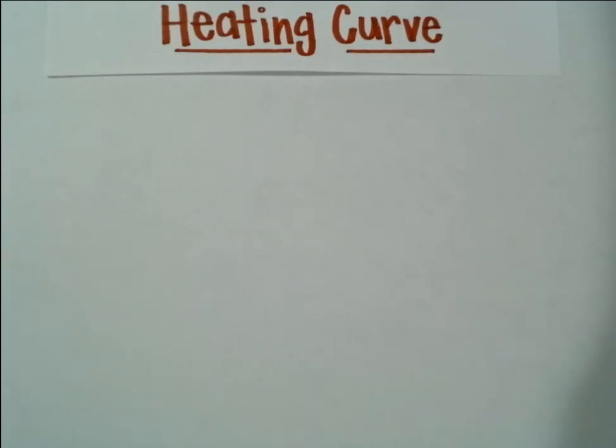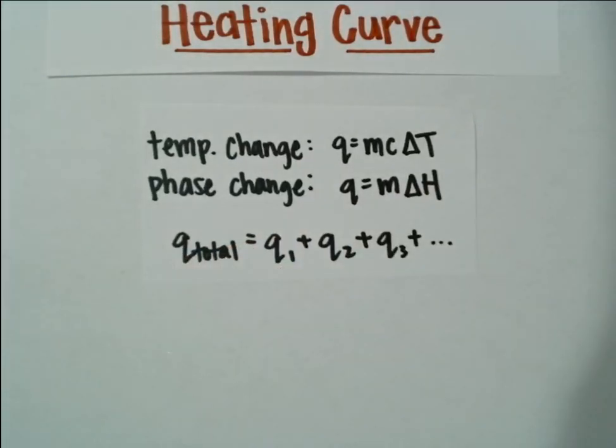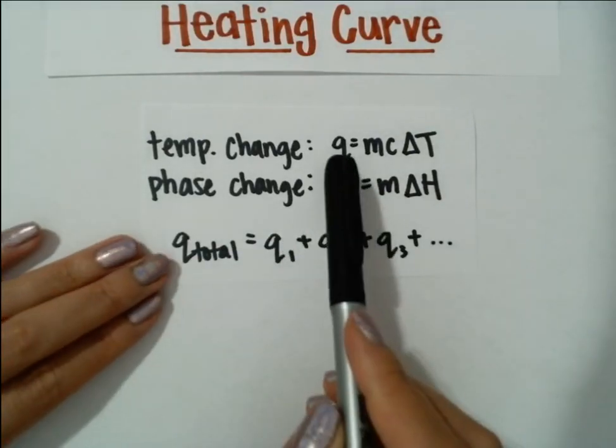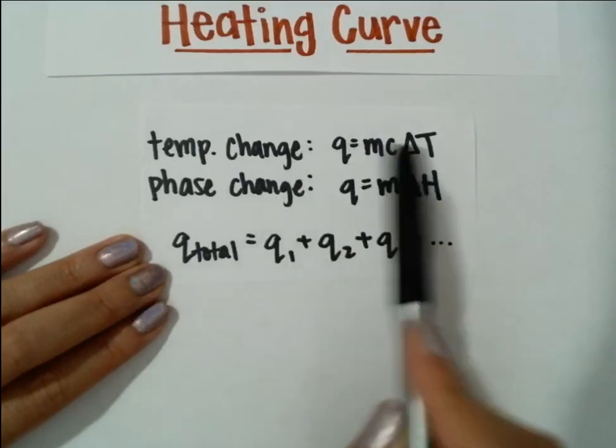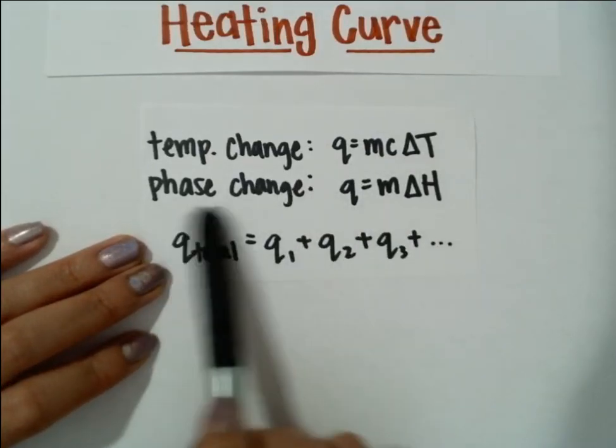This video is going to be looking at calculating the Q value while using a heating curve. So up until this point, we've looked at two different formulas when calculating Q. We've looked at how to calculate Q when there is a temperature change, which is what we use delta T for. And we've also looked at calculating Q when there is a phase change.